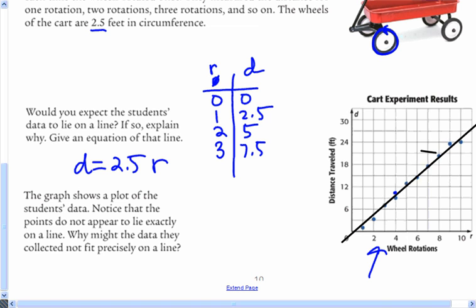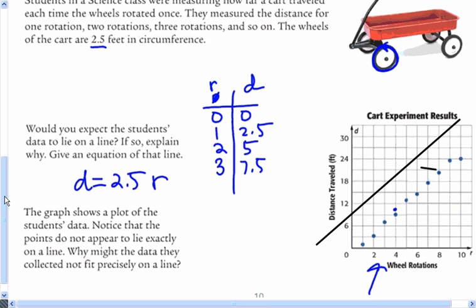So what we're going to do is learn how to take that data and turn it into a linear equation if we think it's a linear relationship. And the line that you draw through the data to try and come up with your equation is called the line of best fit.